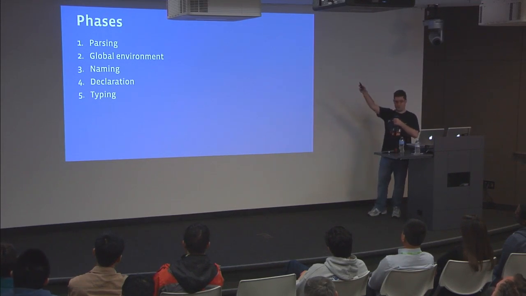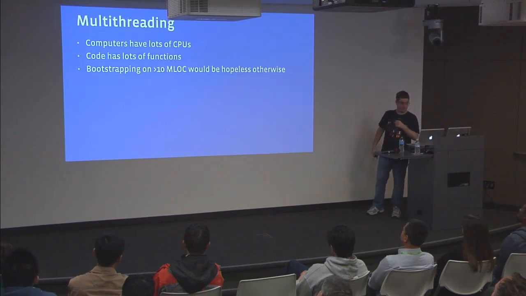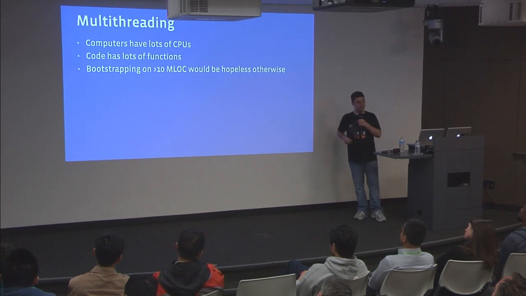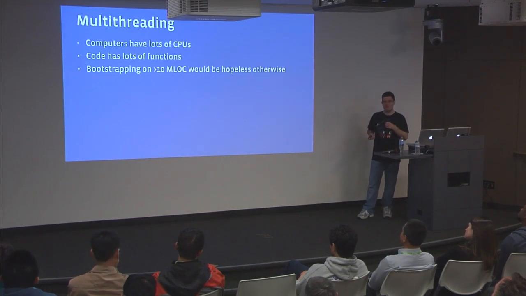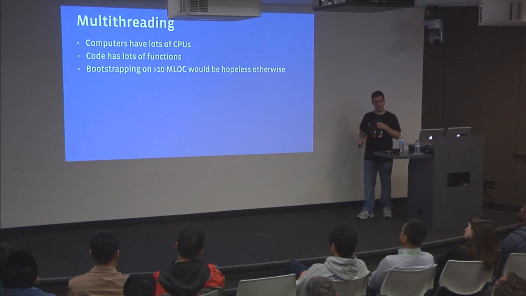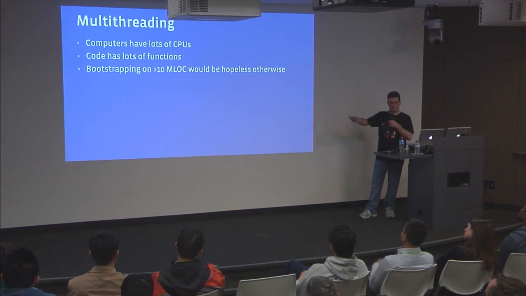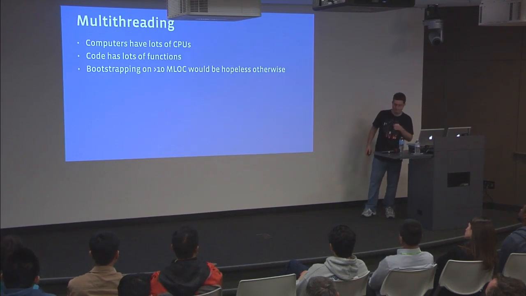And that's in fact true of all of these phases, meaning that we can multi-thread it. It turns out computers have lots of CPUs and code has lots of functions, and so that's a really convenient unit in order to multi-thread in. And so the phases were carefully designed such that this was tractable. Bootstrapping the type checker on tens of millions of lines of code would be hopeless otherwise.